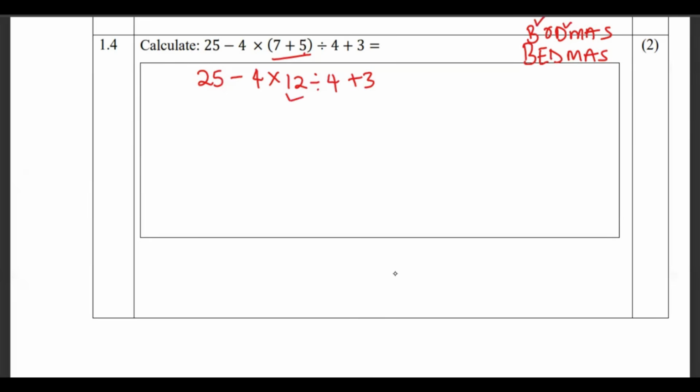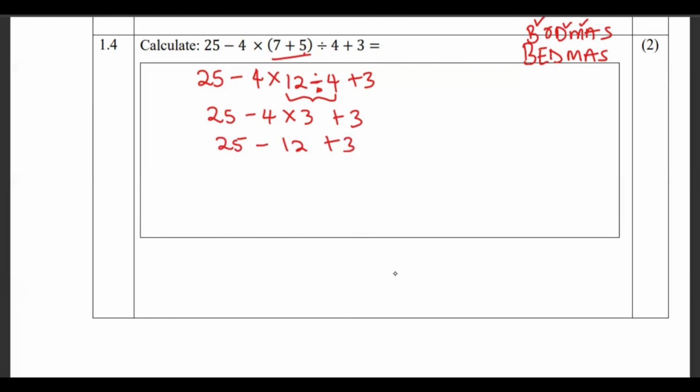Division is having 12 and 4. So when I say division, I look at the division sign and look at the numbers that are bordering the division. So it's going to be 25 minus 4 times 12 divided by 4 is a 3. And then I'm adding a 3. Then division is done. We go to the multiplication. So multiplication of the numbers is 4 and 3. So 25 minus 4 times 3 gives me a 12 plus a 3.